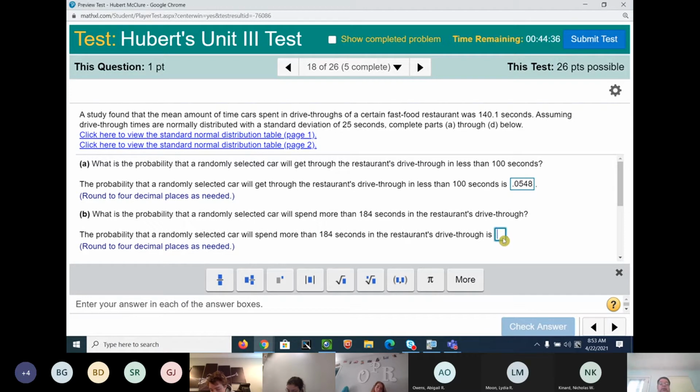What is the probability that a car will spend more than 184 seconds in the restaurant line?